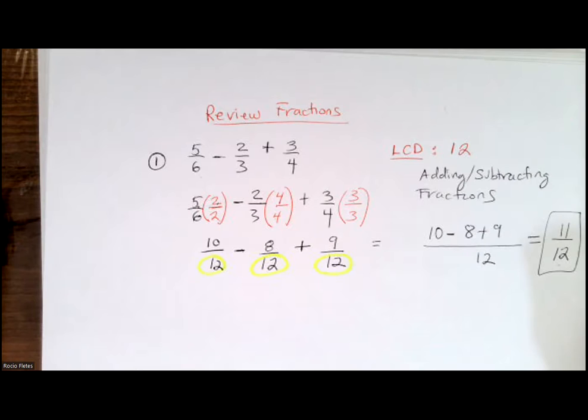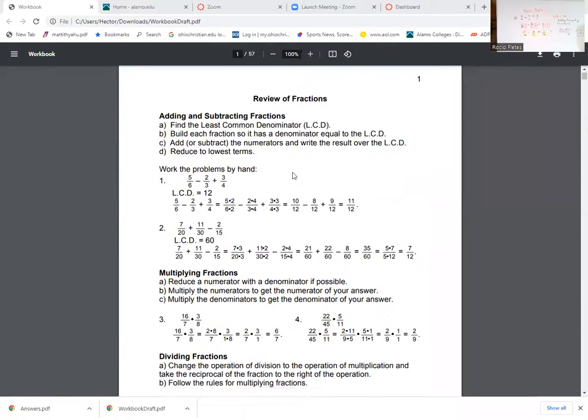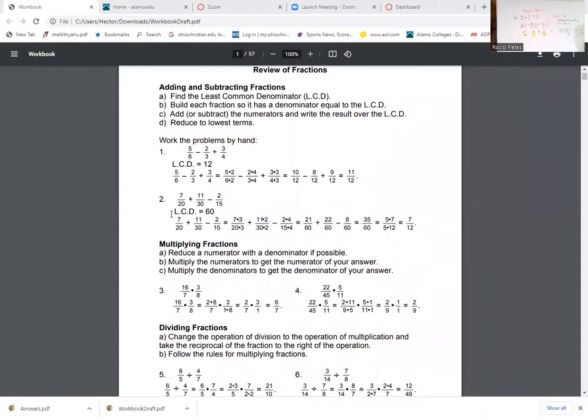Okay, so let's go ahead and share our screen back to the workbook. I will be sharing my screen so you can see which questions I have. I recommend you follow along also; have your workbooks open. Number 2 is the same process, so you can apply the same method I showed you.